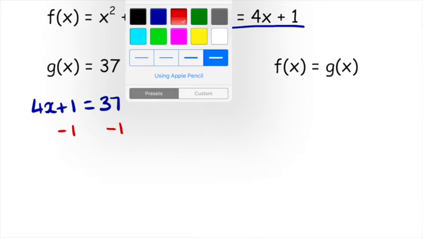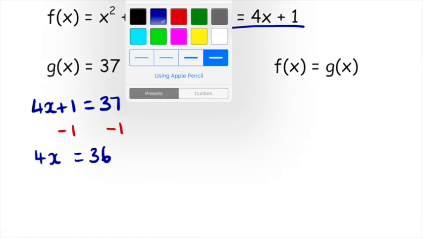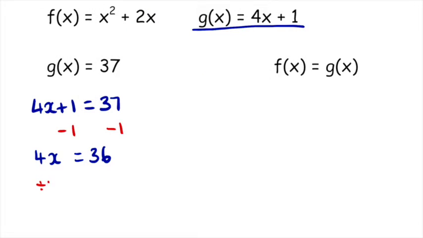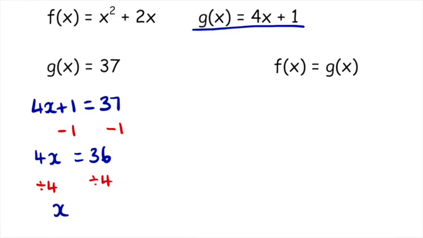So first of all, I could subtract 1 from both sides. And then that would give me 4x is equal to 36. And then from there, I can divide by 4 from both sides, and then that gives me x, which is equal to 36 divided by 4, which is 9.